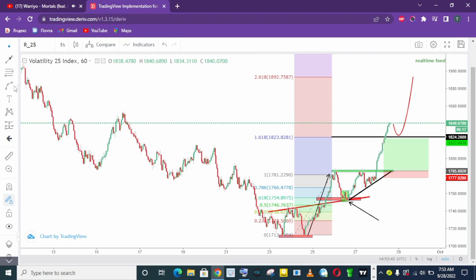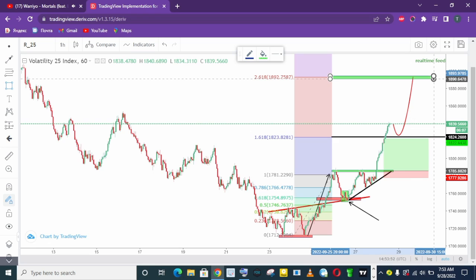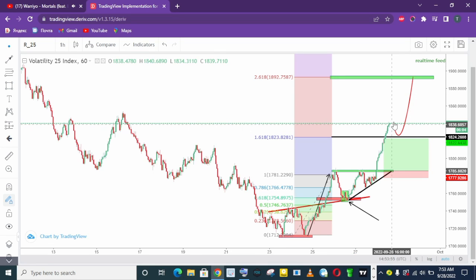Then on the next fib retracement ratio, we don't know what is going to happen. Either the market is going to break again, or the market is just going to bounce in the return to the previous trend, as you can see here. So expecting the market to come and go all the way up to this zone here. This is what you're expecting.